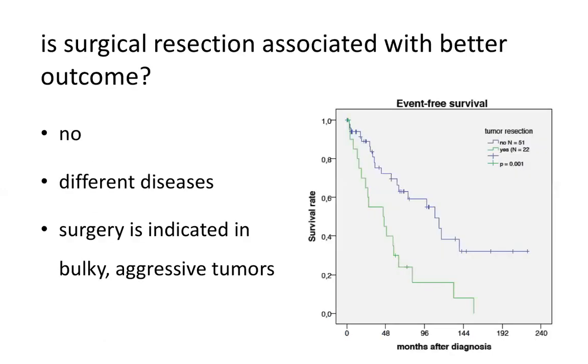So is resection associated with better outcomes? The answer is no. As we can see, it looks like the event-free survival is better for tumors when the tumor is resected. However, we have to remember that we are operating on different patients. If we don't operate, the outcome is often better because these patients very often have NF1. So surgery is indicated in bulky and aggressive tumors, and not indicated in NF1, which are much less aggressive tumors.